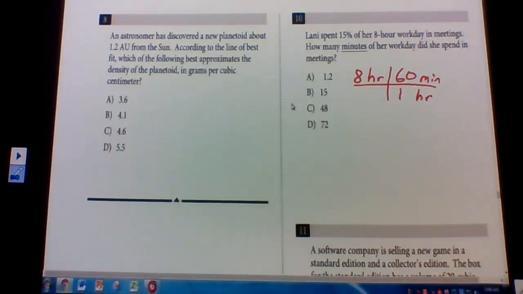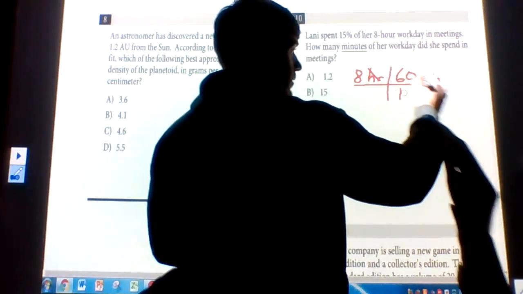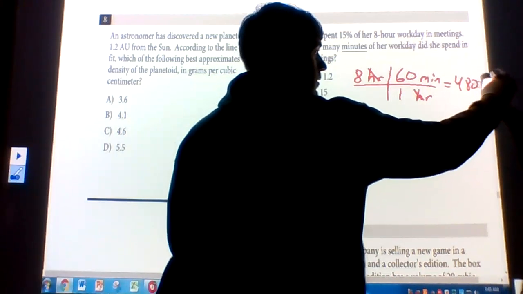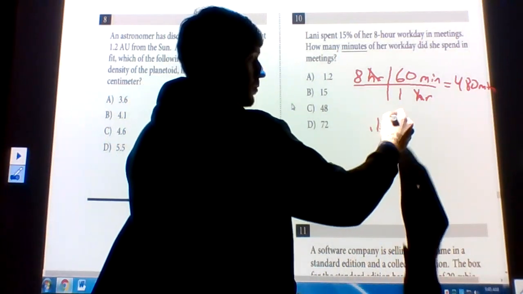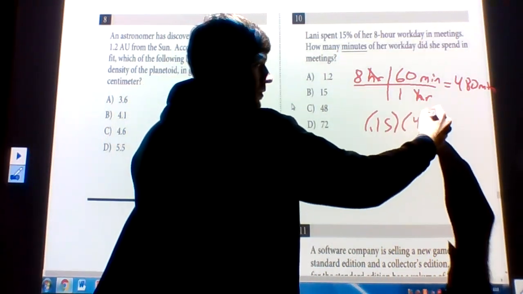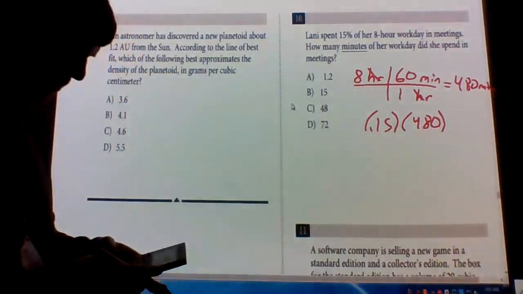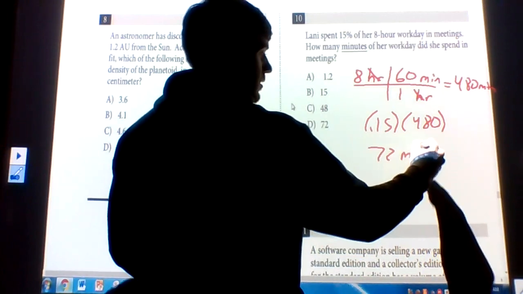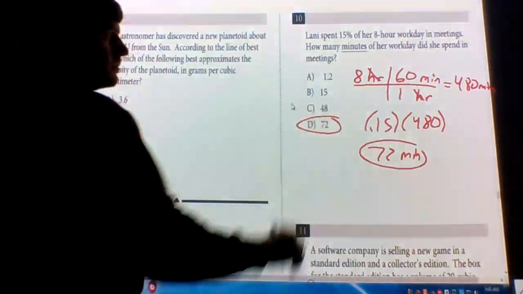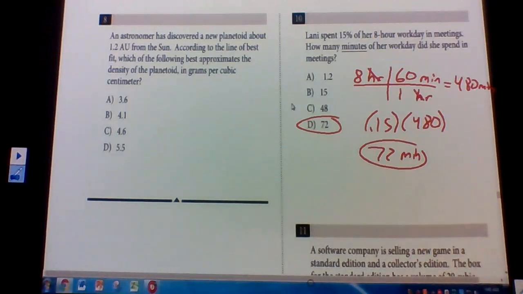which is 480, right? We'll use the calculator since it's the calculator version of the test and we want to use it as much as possible. It is 480. Hours cancel, so you're left with 480 minutes. And we want to know how much of her workday she spent in meetings. She spent 15% of it, so 0.15 times 480 is 72 minutes, which is D. Yes, it is.